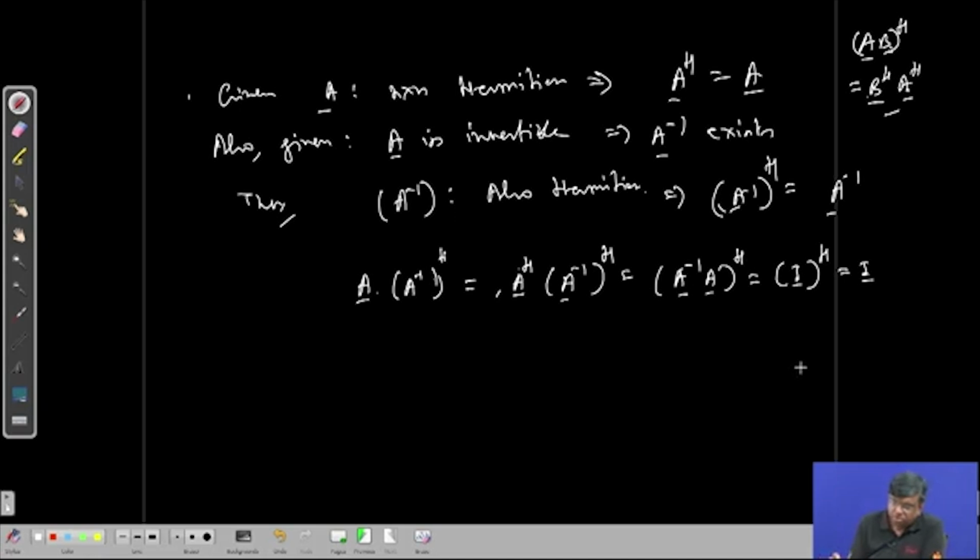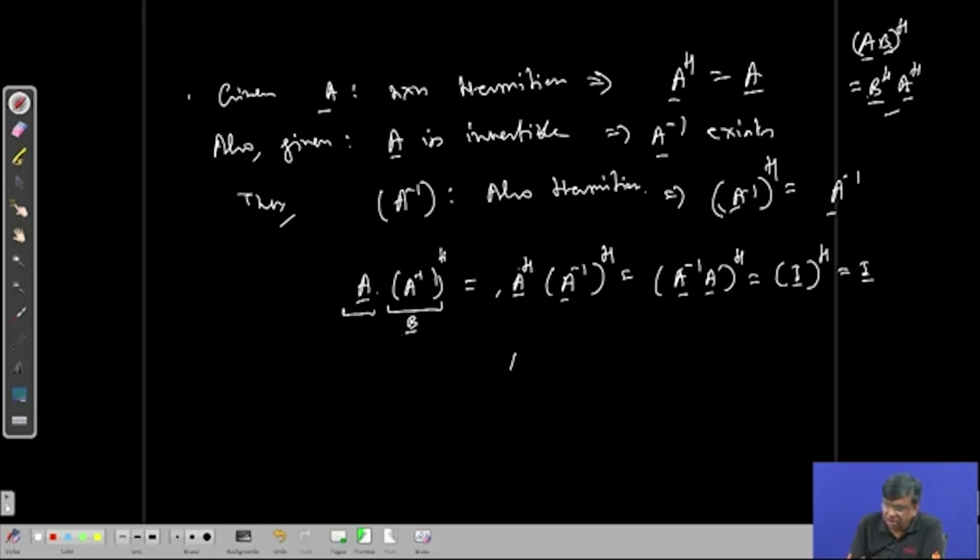Now, in matrix theory, we already know that if I give you two square matrices, A and B, and if A, B both are square matrices and the product is identity, then one is the inverse of the other. So B is A inverse, A is B inverse.